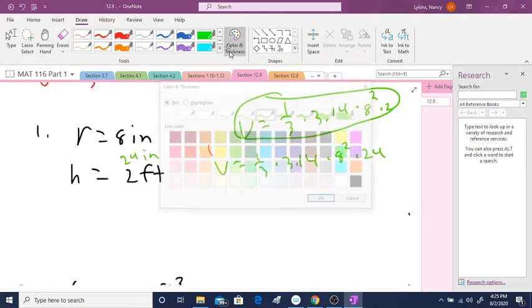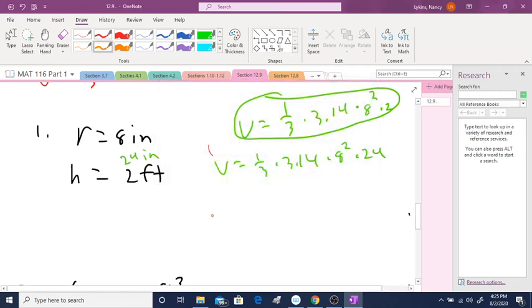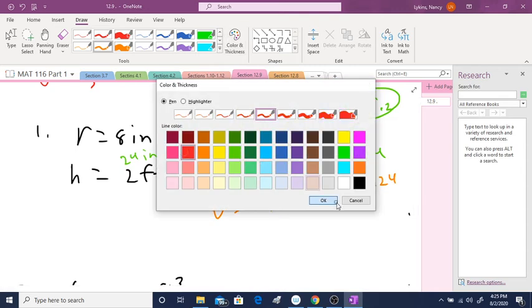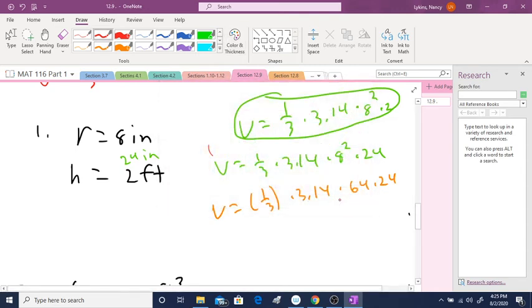Now for calculator purposes, I want to say 1 divided by 3, hit enter, times 3.14, times 8 squared is 64, times 24. And this is going to be a larger number. It's going to be 1607.68. And since we converted it back to inches, it's going to be inches cubed.